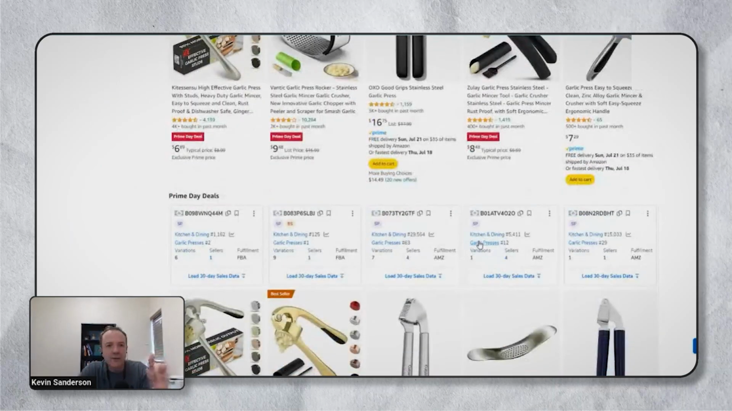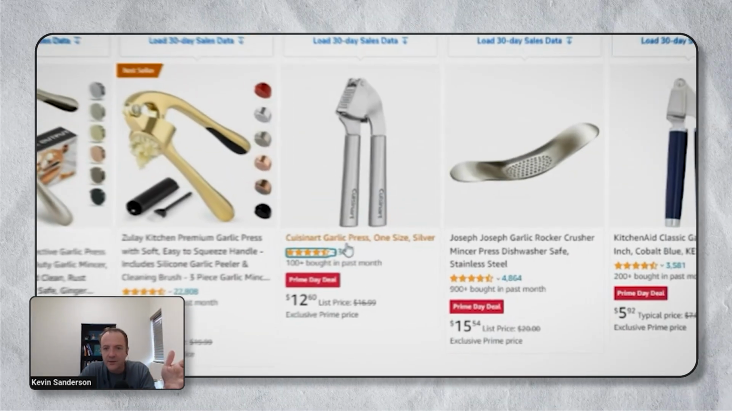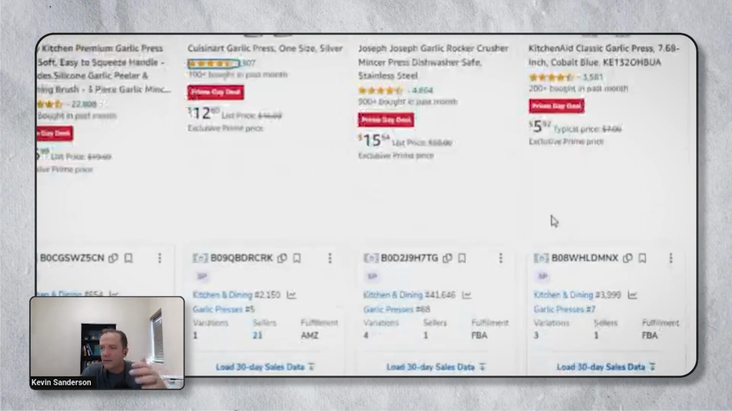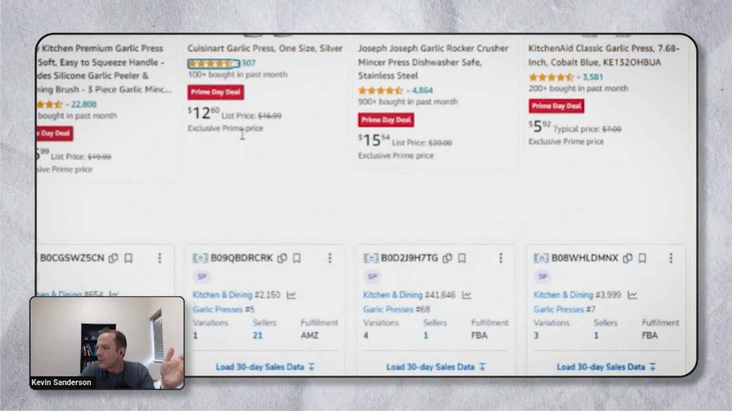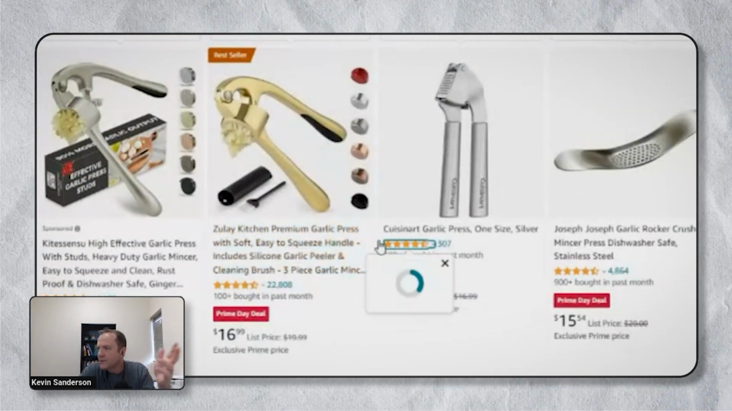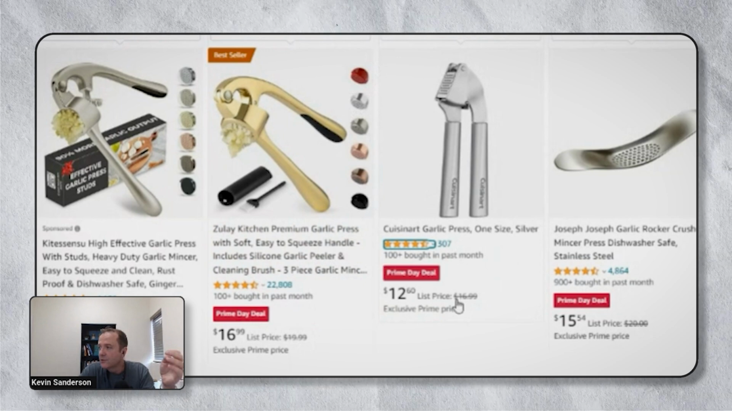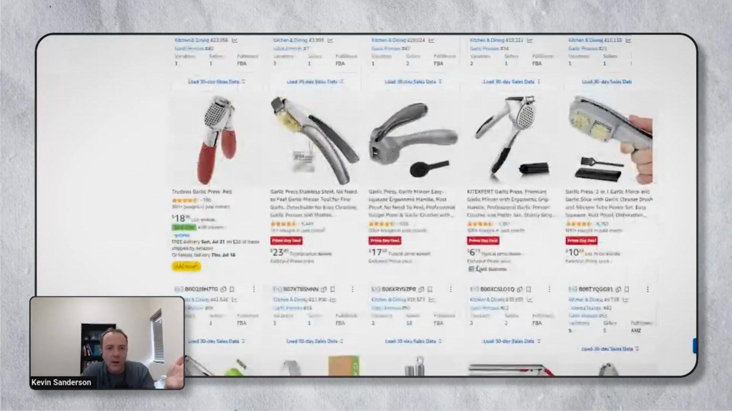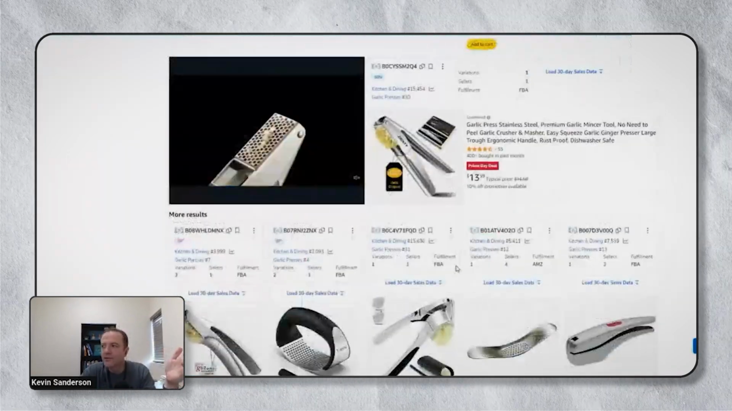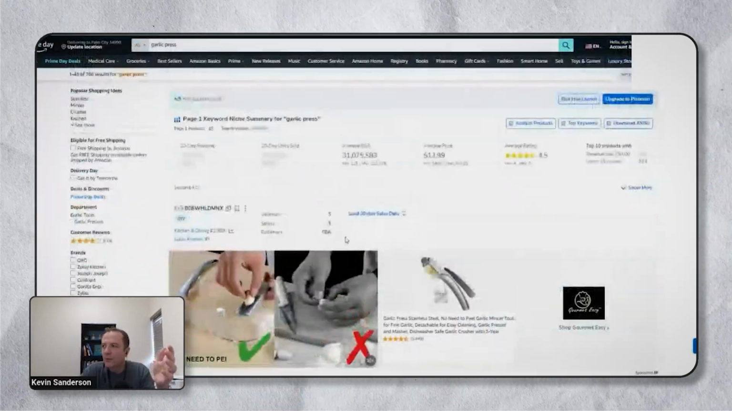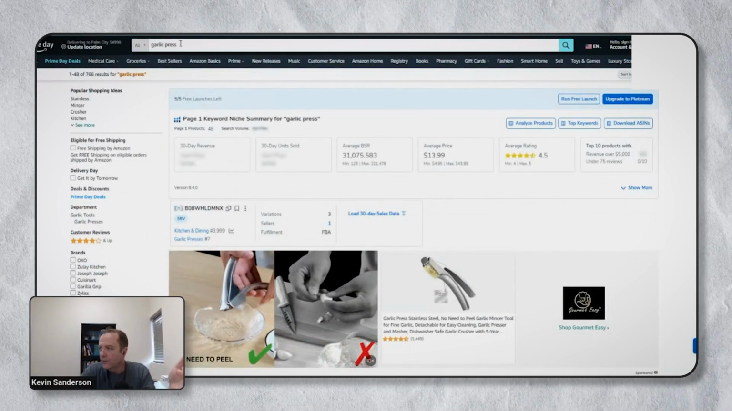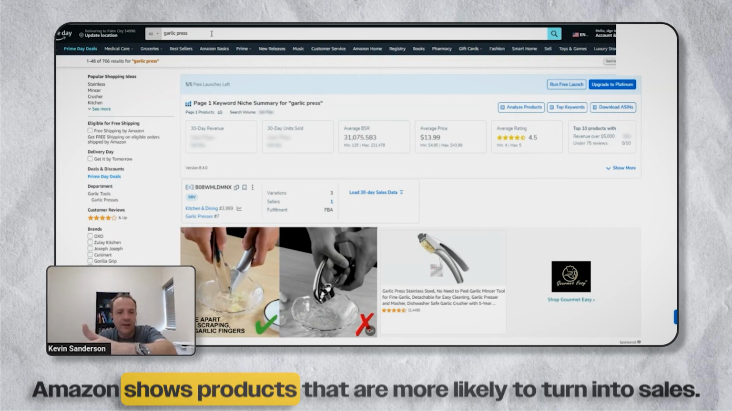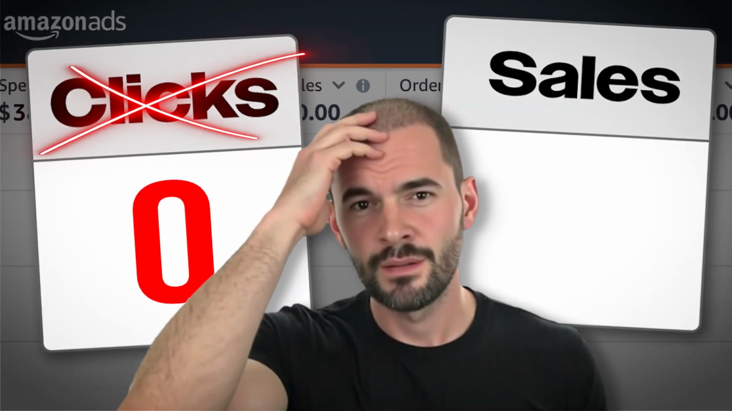Because if you think about it, if you're Amazon, you don't really care whether it's Cuisinart, a big name brand, or Joseph Joseph, Garlic Rocker, or KitchenAid, looking at some of these more big names, KitchenAid and Cuisinart, or Zulay, which has become a good name. Now they've got a really good image there, I would say. But looking at this, as we all know, it's not just a few garlic presses on page 1. It's probably thousands of garlic presses that are available. There's only so many people that come into Amazon and type in garlic press. Amazon wants to show the garlic presses that are more likely to turn into sales. And you don't get the sale unless people click.